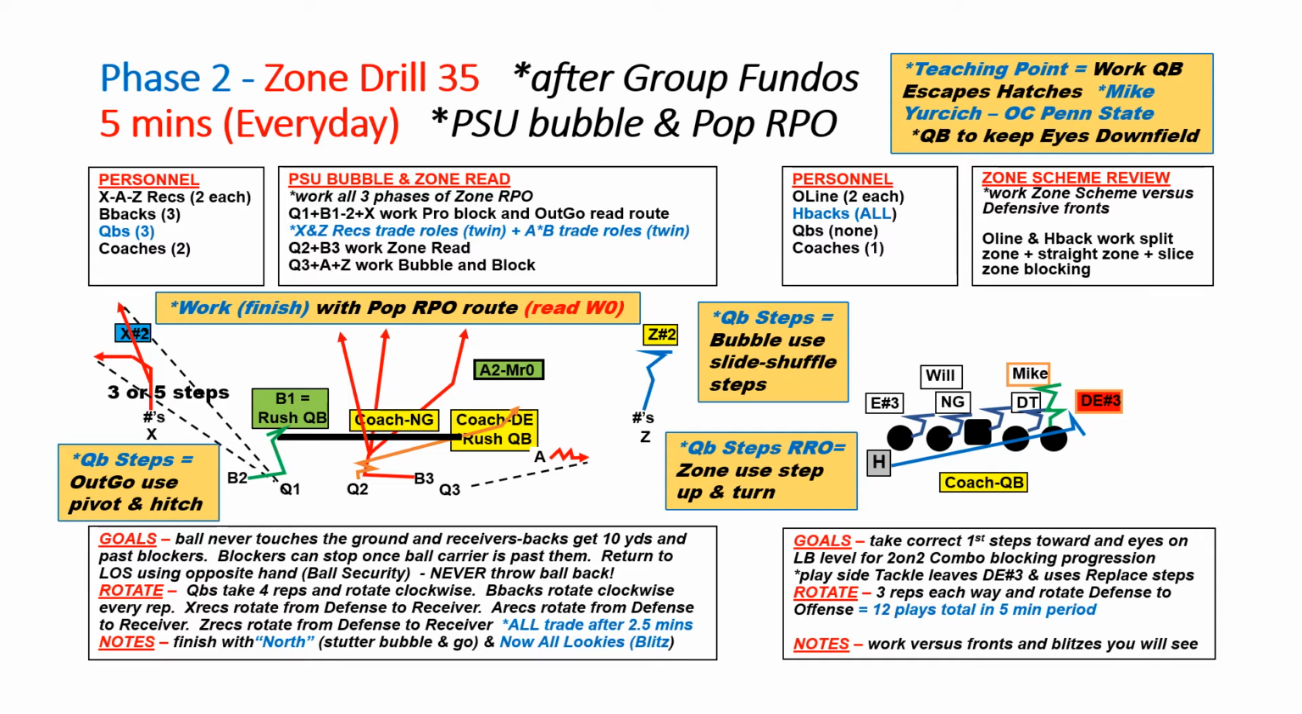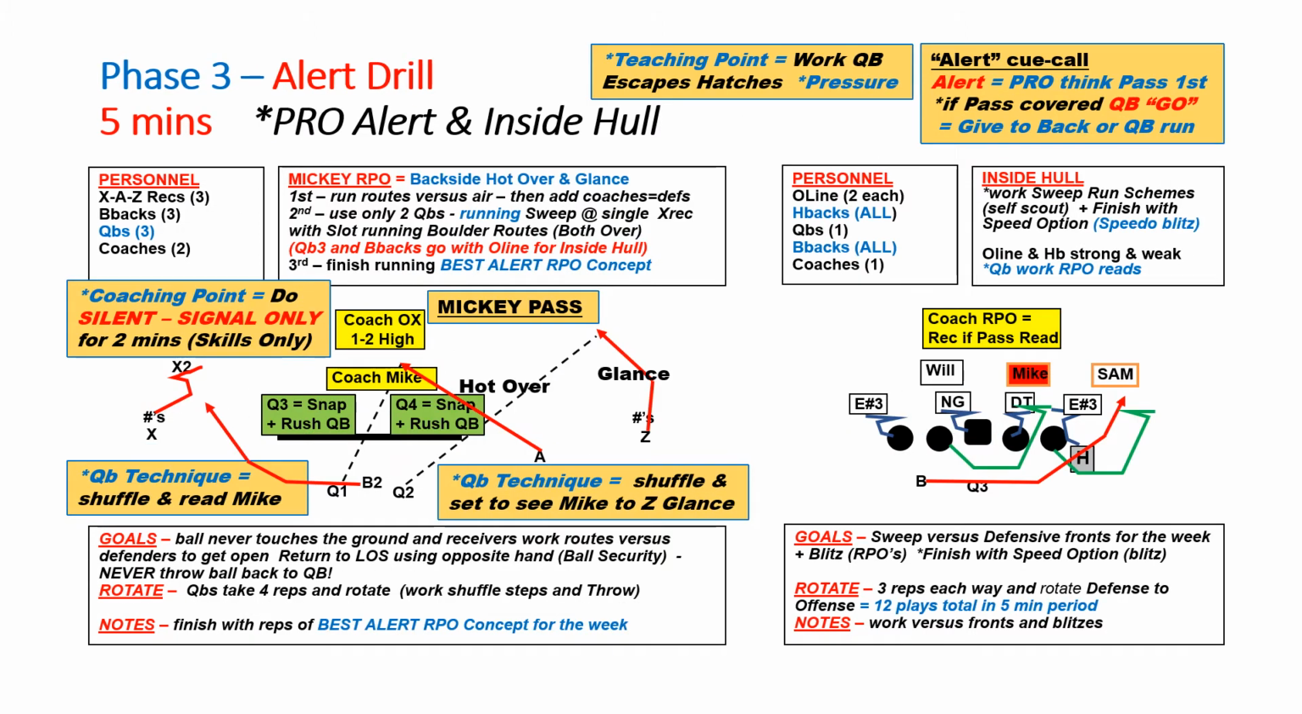We just call this Zone Drill 35. Go 5 minutes every day, and again, you will be good at all parts of the basics to RPOs in the spread system. All right, now that we've gone through the start and phases 1 and 2 that we want to do every day, phases 3, 4, 5, and 6, again, you can pick and use one or several that you're working on emphasis that day.